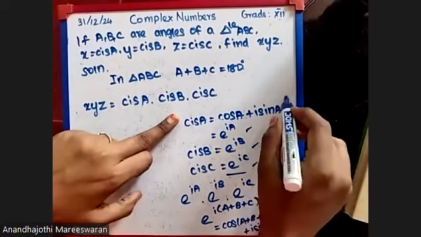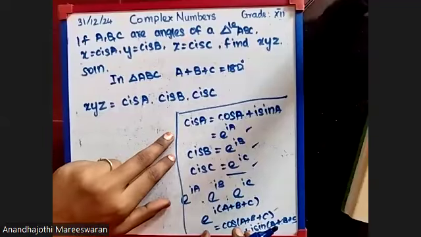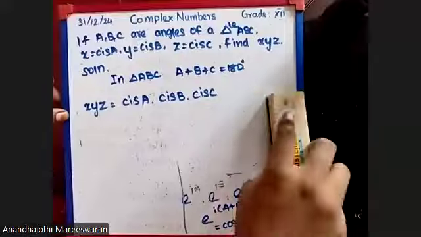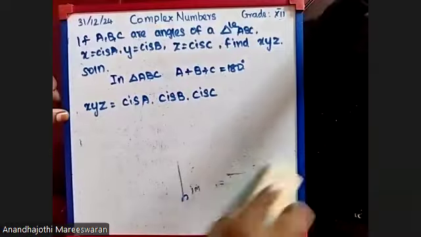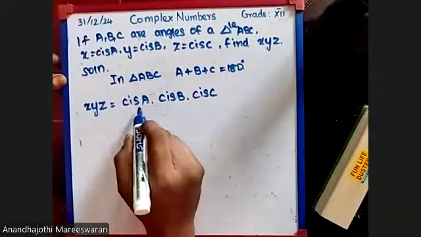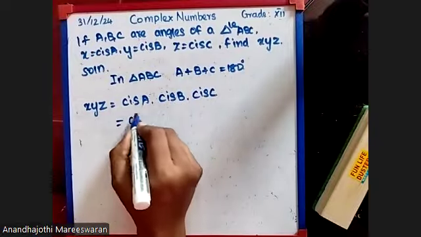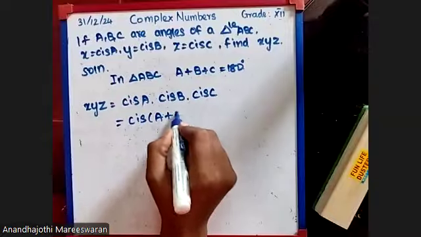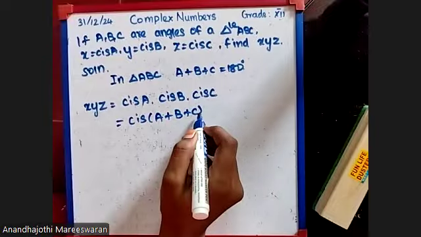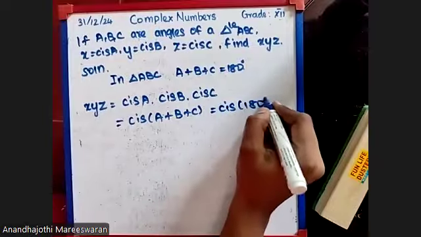I solved these steps to help you understand this. These things are for our understanding. So if these three are multiplied, we can rewrite it as cis of (A plus B plus C). What is the value of A plus B plus C? It's 180 degrees.